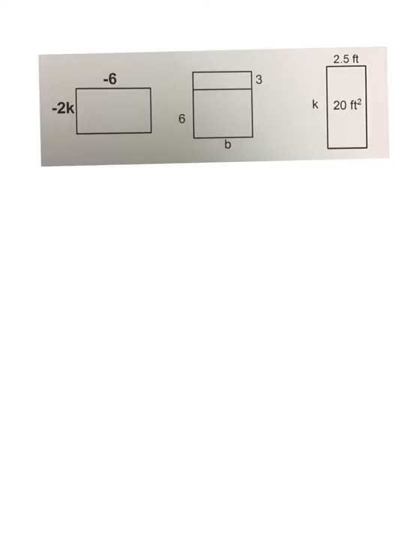Go ahead and try the first 2 models on your own and then come back to the video. We'll go over them together, and then we'll do the third one together as well. So try the first 2 that you see and then come back to the video. So for this first one, you should have done negative 2k times negative 6. Remember, a negative times a negative is a positive, so your answer should be 12k.